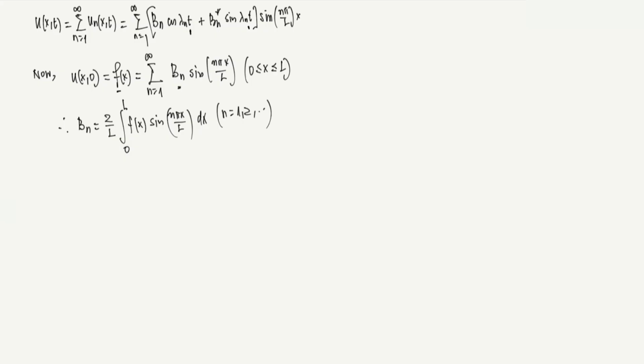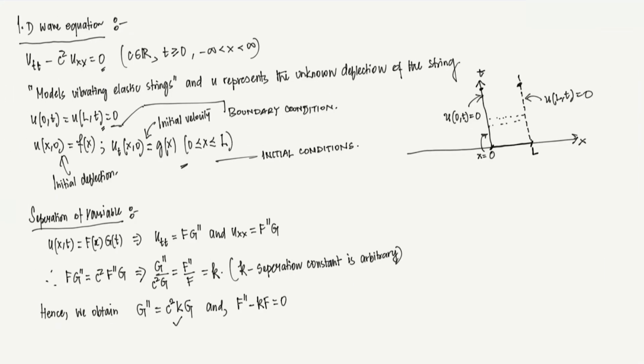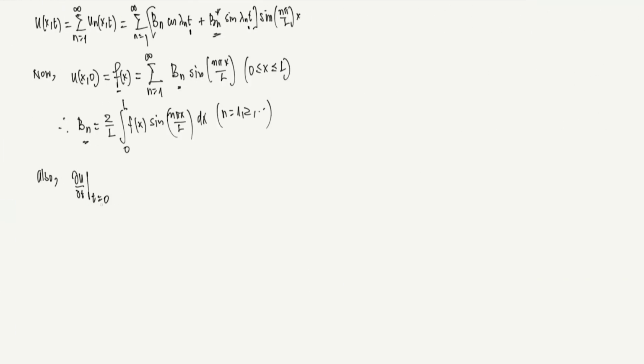These are the b_n's. Now you also remember the initial velocity condition, right? We got the b_n's. Now we just have to find b_n star. So how do you find b_n star? You see, it is given that del u del t evaluated at t equals 0 is g of x, right? So we'll put that condition, del u del t evaluated at t equals 0.